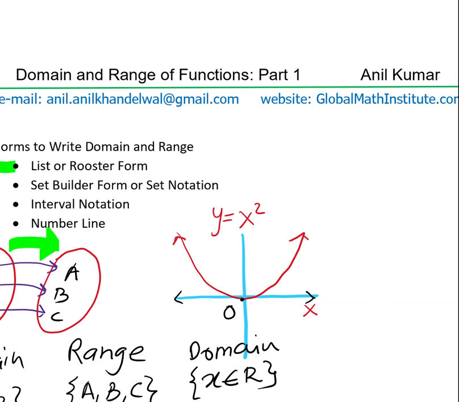So how do you read it? Let me write down how you should be reading it. It really means y belongs to the set of real numbers such that y is greater than or equal to 0, right? So I'm cutting it short here. That is what it really means, okay? So I hope you've understood what the set builder form is.